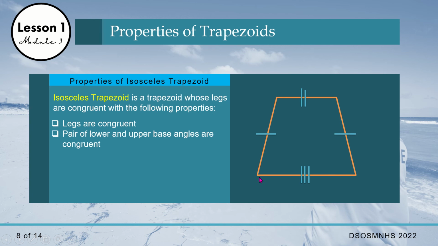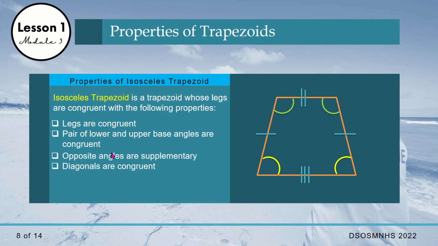So, another property to discuss is the following. Opposite angles are supplementary. So, ang upper left angle is supplementary with the lower right angle. The upper right angle is supplementary with the lower left angle. Or, pwede two consecutive angles on the same side are supplementary. Left side plus left side, right side plus right side. Pwede gihapon na siya. Not necessarily across each other para supplementary. Pwede on the same side.